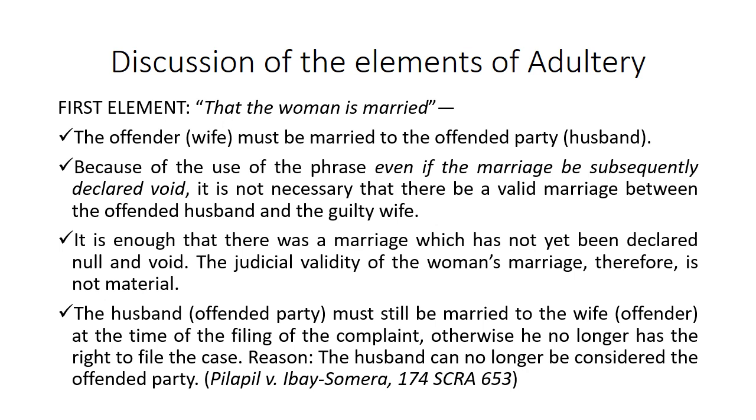Take note, however, that the husband, the offended party here, must still be married to the wife, the offender, at the time of the filing of the complaint. Otherwise, he no longer has the right to file the case. What's the reason here? The husband can no longer be considered the offended party. And do I have a legal basis for this? Yes. Under Article 344 of the Revised Penal Code, it is expressly stated there that only the offended spouse can file a complaint for adultery or concubinage. No other person can.